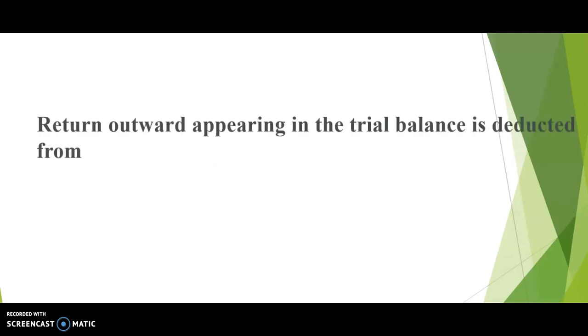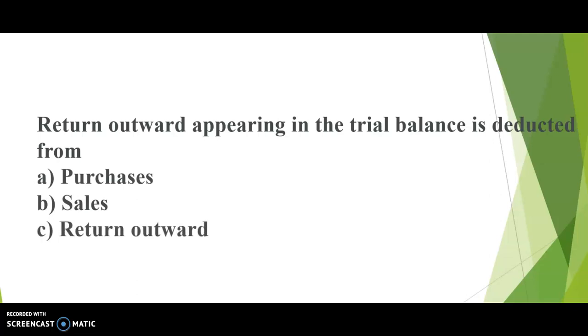Return outward appearing in trial balance is deducted from: A, purchases, B, sales, C, return outward, D, none of these. Return outward appearing in trial balance is always deducted from purchases. Return outward is the amount of the goods sent to the supplier, so it is always reduced from the purchases, and the correct option is A.